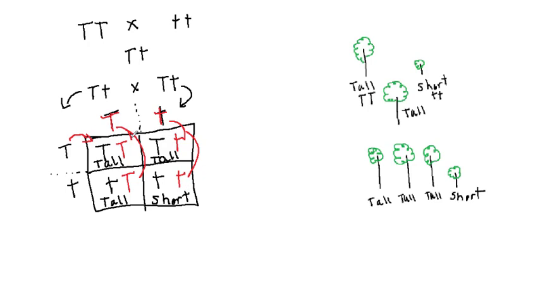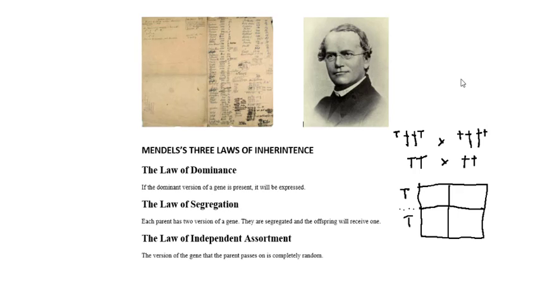I'm going to circle the tall ones. 1, 2, 3. And take a look. We have three tall ones right here. Three tall plants. T, T, T, little t. So this right here explained Mendel's observations. And at the time, they didn't really even know about genetics. They had not discovered DNA. So he did all this just with observation, and he made up three laws.